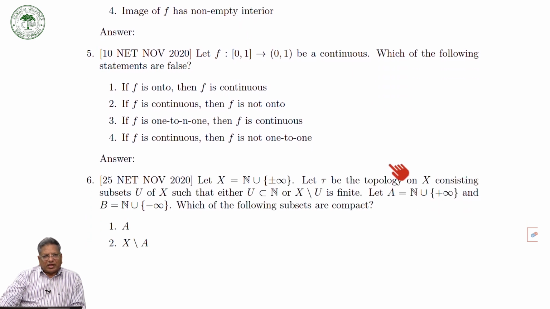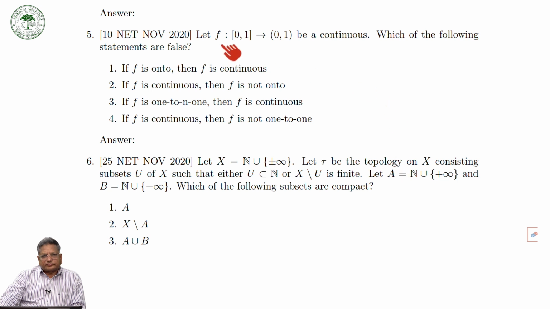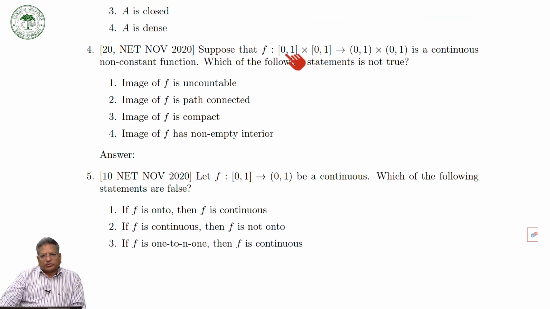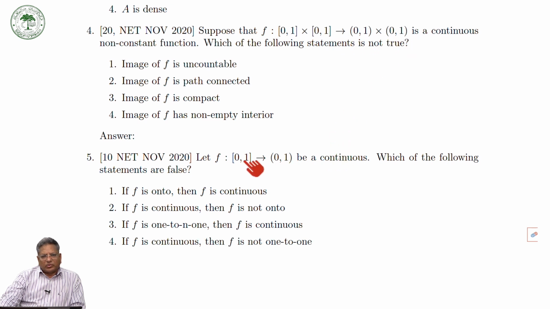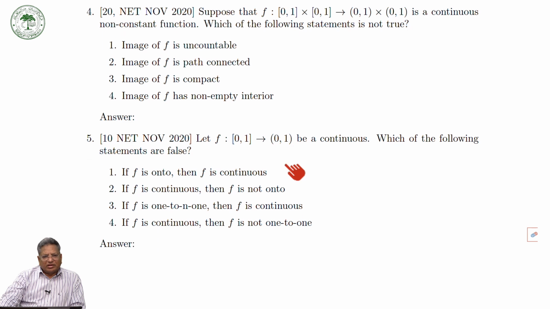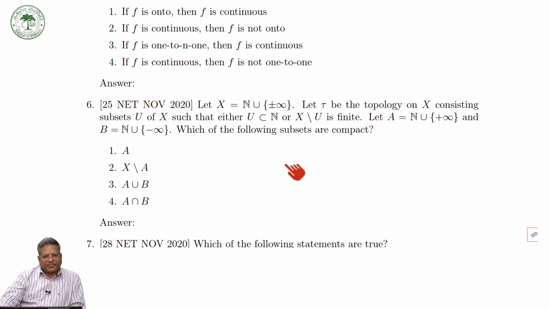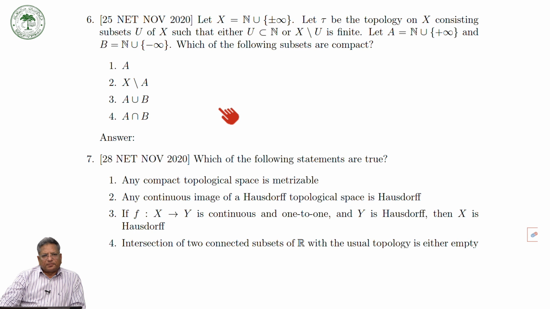Next we have the following exercise. Let f be a continuous function from the closed interval. Which of the following statements are false? They are the same as the first exercise. In the first one it was two-dimensional, the closed interval 0 1 cross 0 1, and here both are open intervals. Now you take a closed interval and an open interval, and in the same way you can check this one.